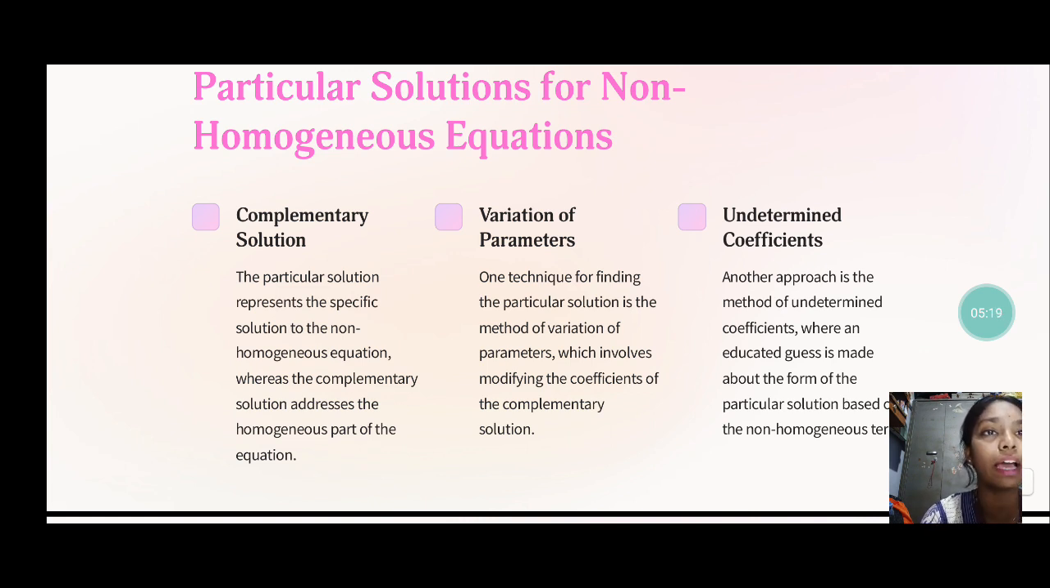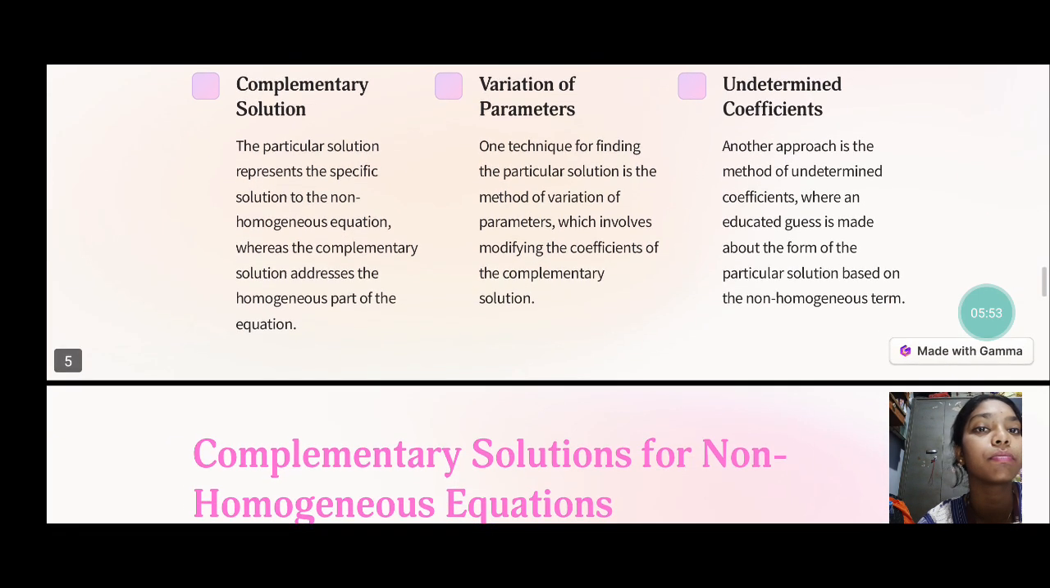Now, variation of parameters. One technique for finding the particular solution is the method of variation of parameters, which involves modifying the coefficients of the complementary solution. Now, undetermined coefficients. Another approach is the method of undetermined coefficients, where an educated guess is made about the form of the particular solution based on the non-homogeneous term.